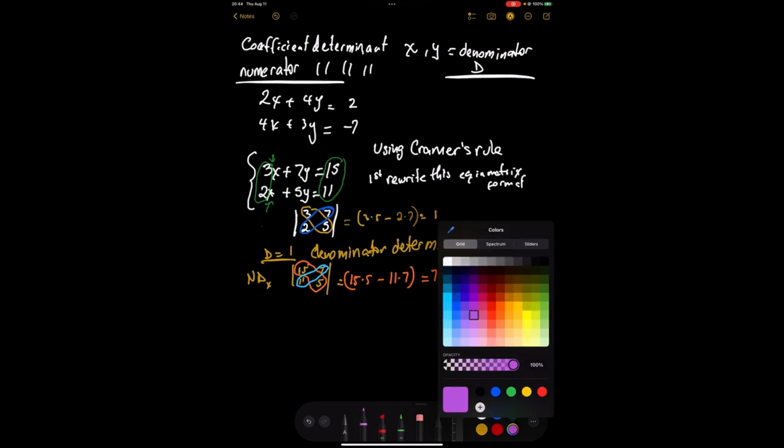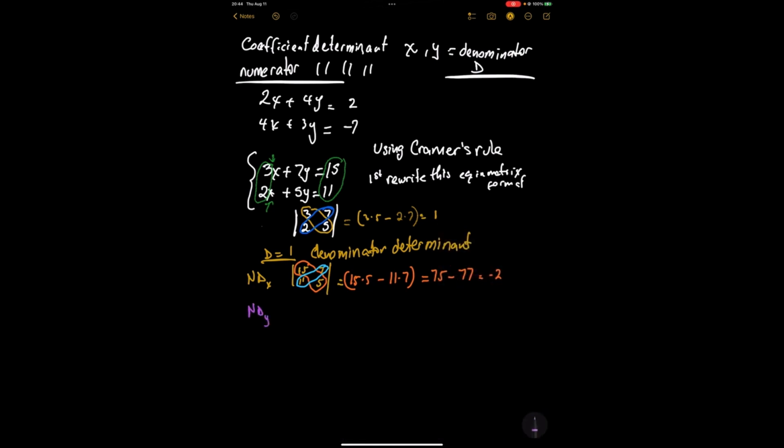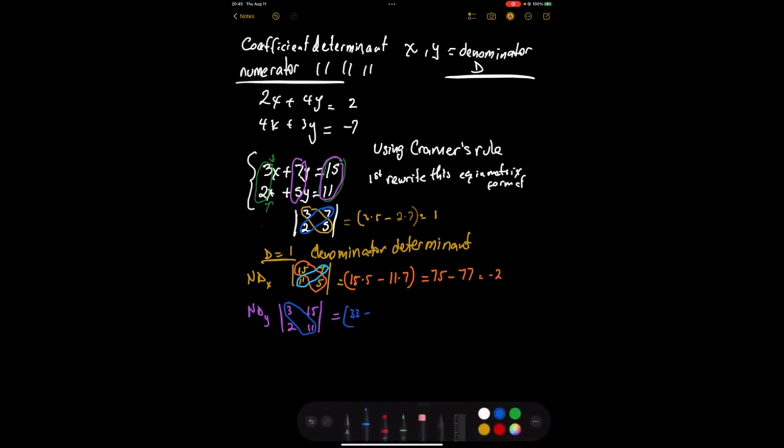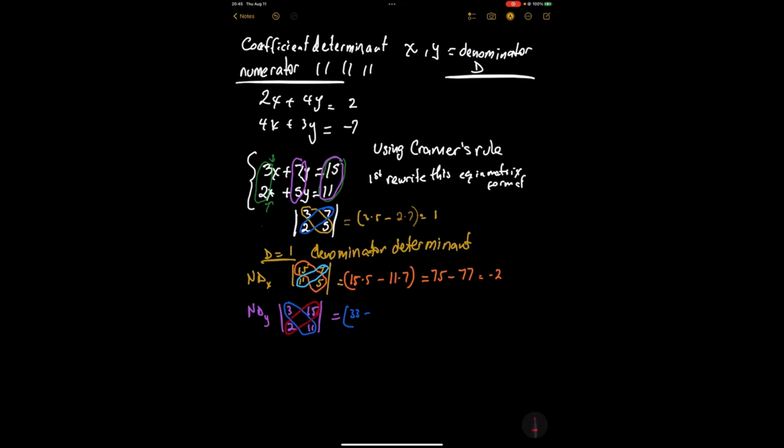Now, let's do it for y. For y, I'm going to write down the x column, 3 and 2, and I'm going to replace the y column, the 7 and 5, by 15 and 11. So 15, 11. And so we do the same thing again. We take 3 times 11 is 33, minus 15 times 2 is 30. And what do we get? We get 3. Now guess what? All we have to do is find the solution.